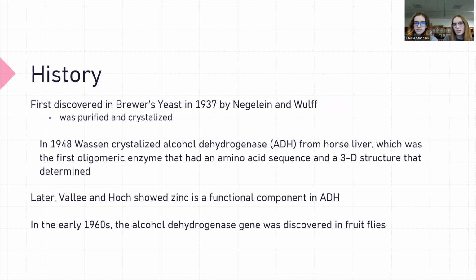Later, Vallee and Hoch showed zinc is a functional component in ADH, and in the early 1960s, the alcohol dehydrogenase gene was discovered in fruit flies.